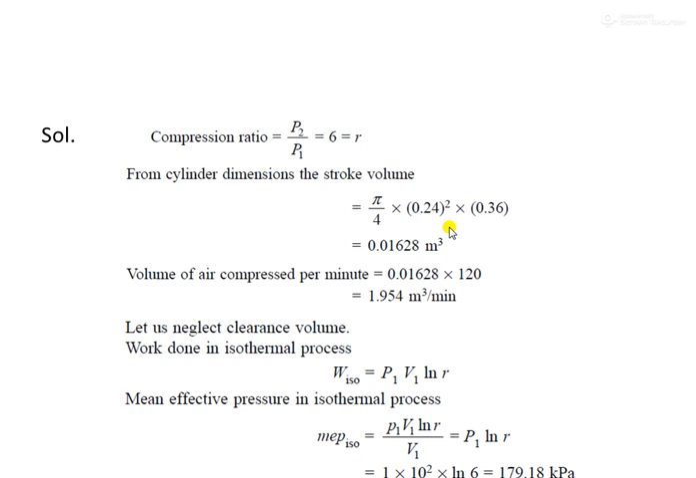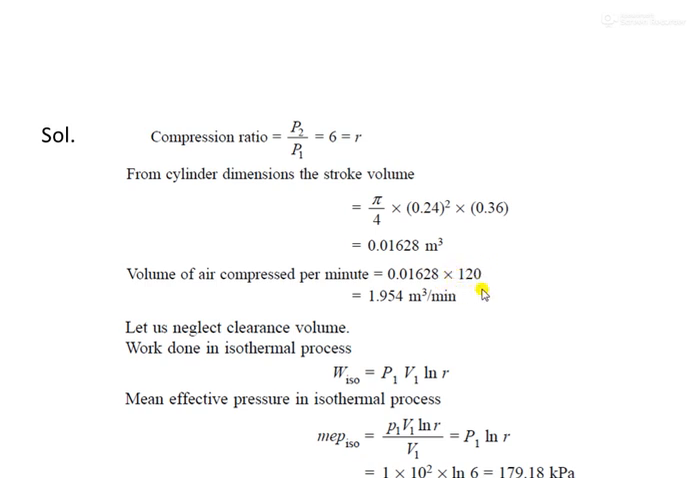The expression for volume of the cylinder is pi by 4 d square into L. Now it was given in centimeters and it has been converted into meters, and similarly the stroke length is converted into meters. So we can get this much stroke volume, this much is the volume covered by the piston in one stroke, right? Now the volume of air compressed per minute will be equal to this much volume into the number of rpm.